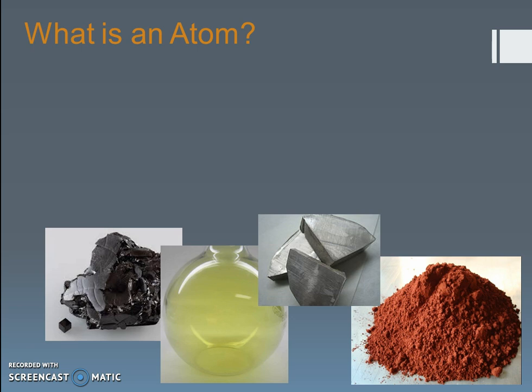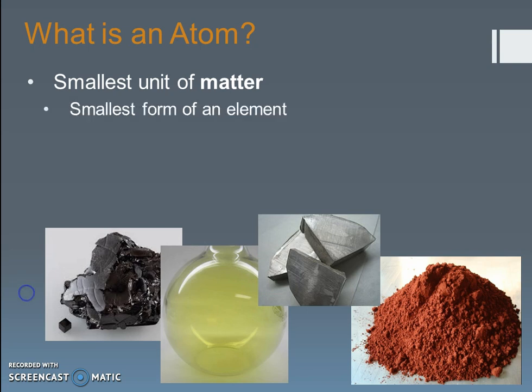Alright, so first of all, what is an atom? Typical definition that you've heard before, I'm sure, smallest unit of matter. So this is the smallest indivisible piece of a non-living thing. This is also the smallest form of an element. So each one of our elements on the periodic table is composed of a different one of these atoms.